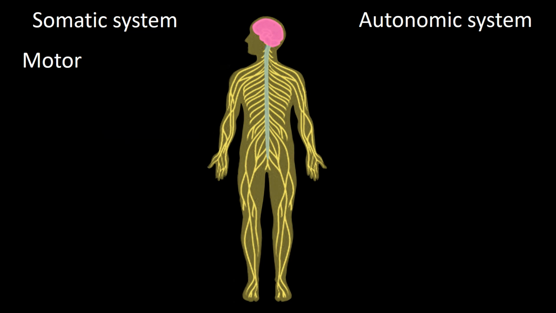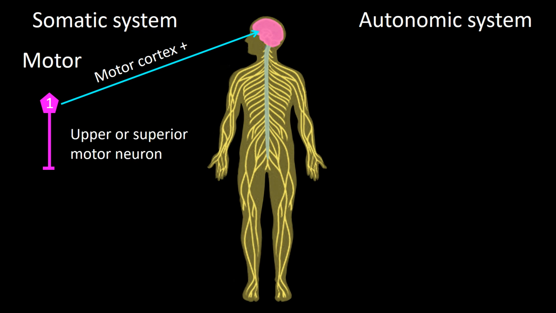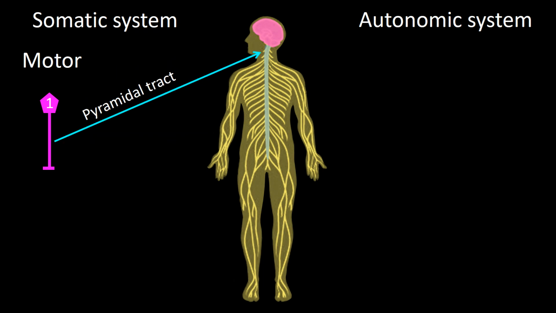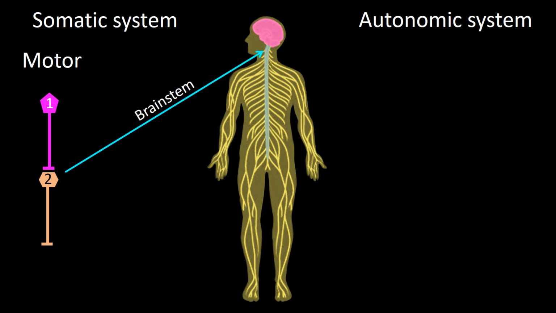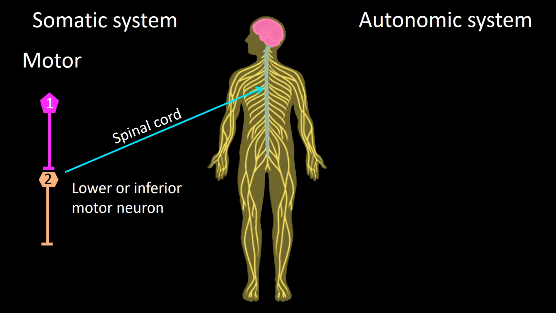So in this talk, we will limit the term motor arm of the somatic system to two neurons and the aforementioned muscle type. The first of these neurons is in the motor cortex and surrounding cortices. This neuron is called the upper or superior motor neuron. The axons of these neurons form the pyramidal tract. The second neuron is either in the brainstem motor nuclei of striated muscles or in the anterior horn of the spinal cord. The second neuron is called the lower or inferior motor neuron.